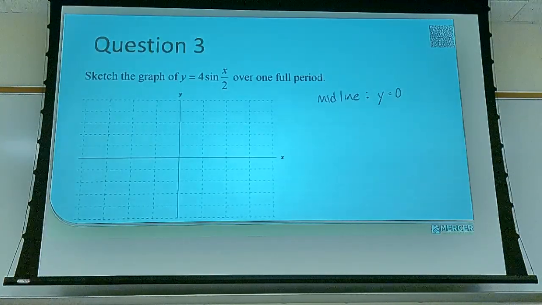So the midline is still the x-axis, y equals 0. Amplitude is 4. Amplitude equals 4, the period. And I might start doing this with pi over 2. Capital A for amplitude and capital T for period.